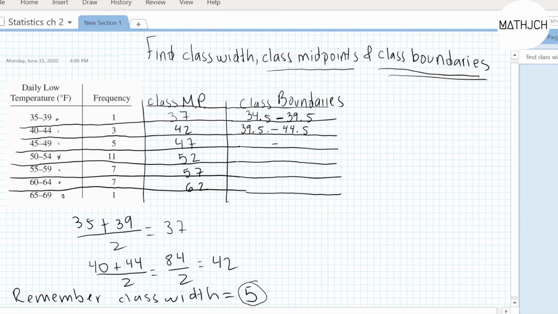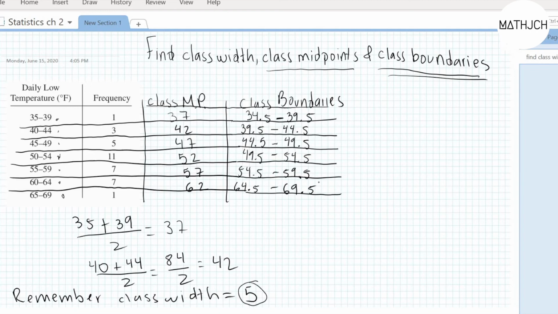For the next we have 45, but it's like the previous one, so 44.5. Then for 49, it will be 49.5, and so on. And then for the last one, it is 69.5, and that's how we find the class boundaries.